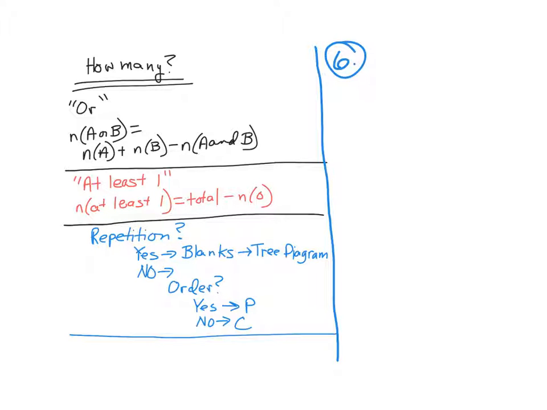So here we go. A race includes 5 participants. In how many ways could first, second, and third place be awarded? Don't try to get to the answer. Go through your line of thought here. So the first thing we're going to ask ourselves, is this an or problem? No, it's not that. Is it an at least one problem? No, it's not that. So we're going to be down here.